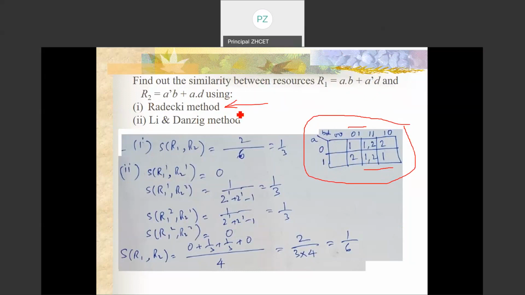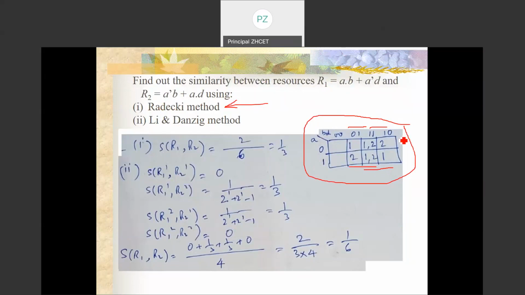Finally, I convert R2 into the canonical sum of product form. So R2 in the canonical sum of product form is A bar B. So A bar B are these two, right? So I've written 2, 2 because I'm representing R2, and AD. So AD is these two terms. So I have represented both R1 and R2 in a K-map, which is essentially the canonical sum of product form.